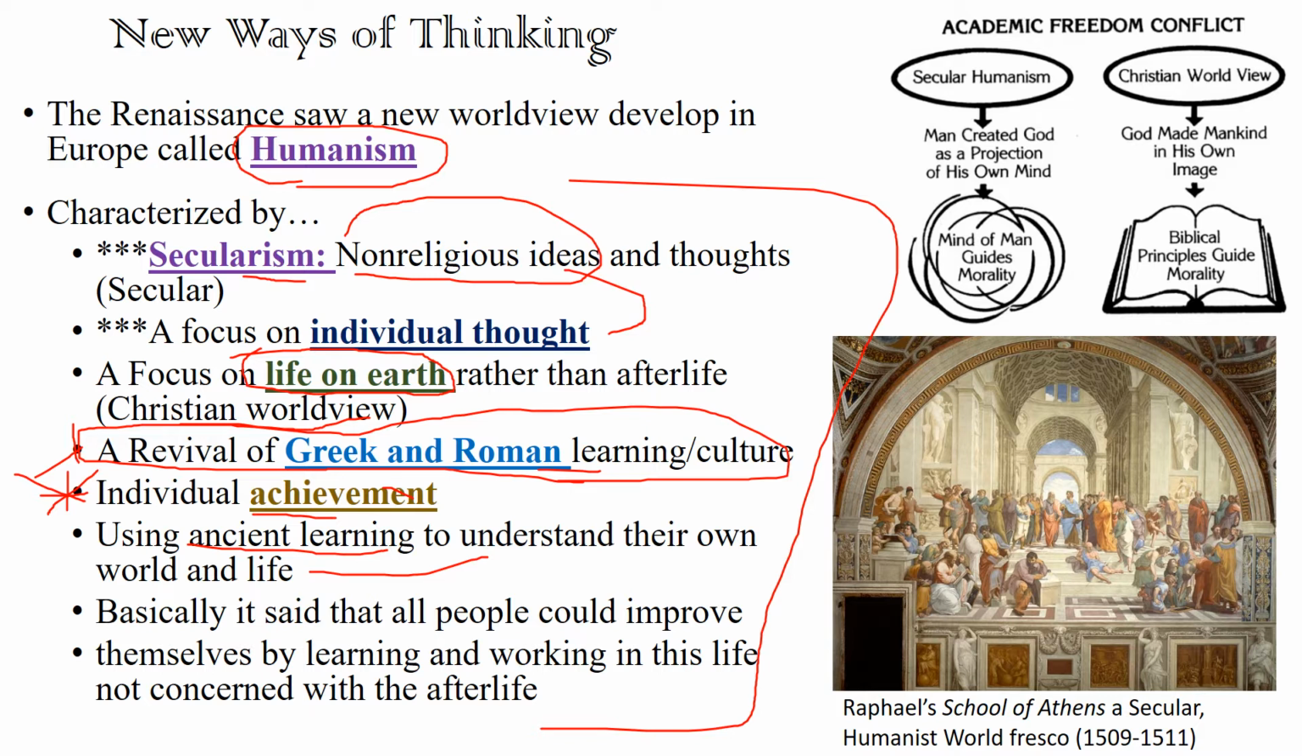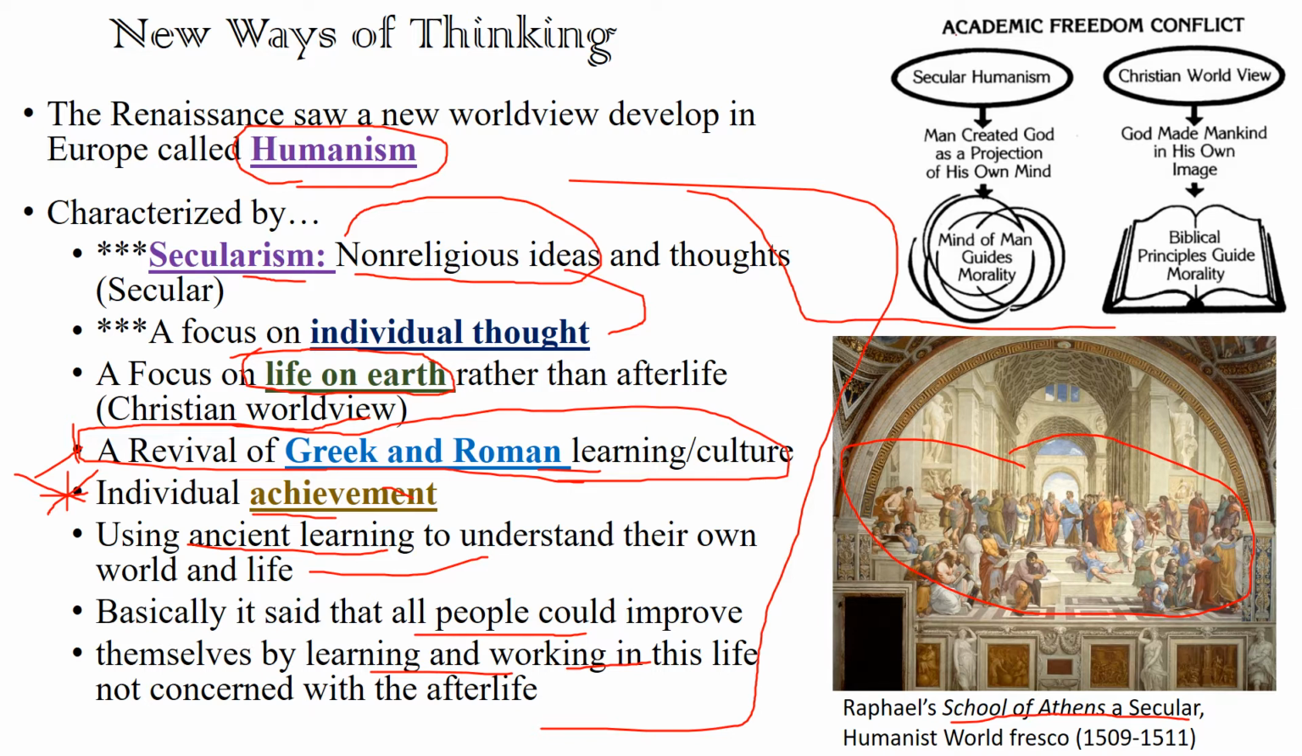And basically, it says all people can improve themselves by learning and working in this life. And you're not as necessarily focused on doom and gloom in the afterlife and what is to become of me. One of the most pivotal works that kind of represent this idea is Raphael's School of Athens, which is a painting in the Papal Palace in Rome. And you have all these famous Greek and Roman philosophers, mathematicians, geologists, geographers, who are kind of contemplating the wonders of the world in all of its glory.